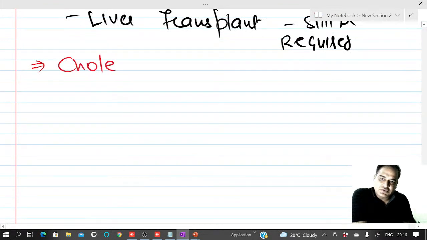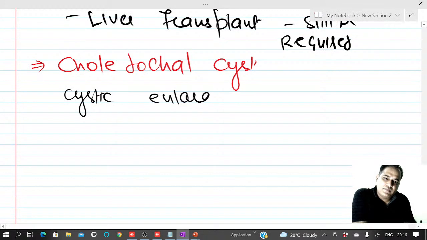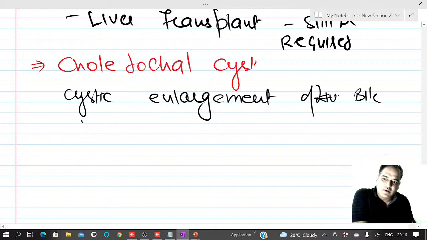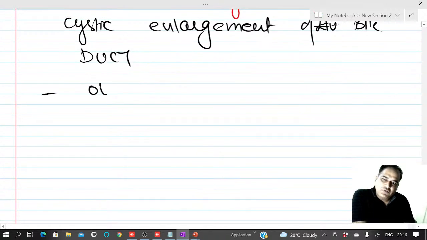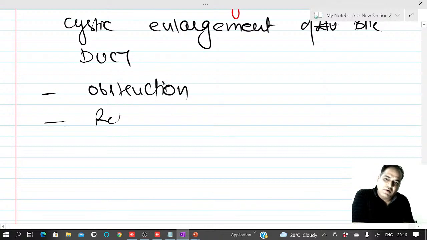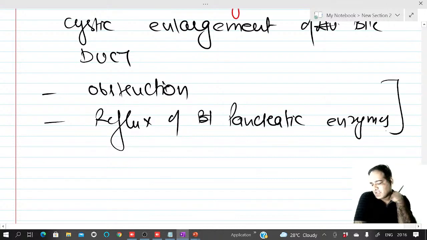What is this next topic? That is choledochal cyst. Choledochal cyst is cystic enlargement of the bile duct. This could occur due to chronic obstruction, or it could occur due to reflux of pancreatic enzymes. These are basically hypotheses. Nothing could be conclusively proved.